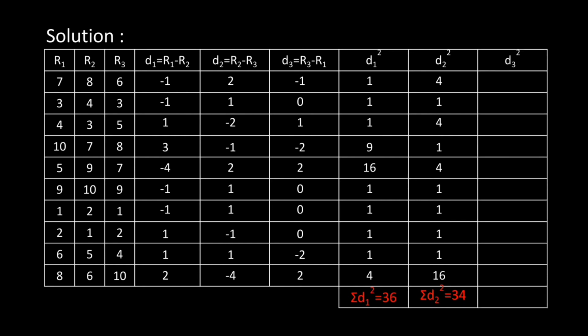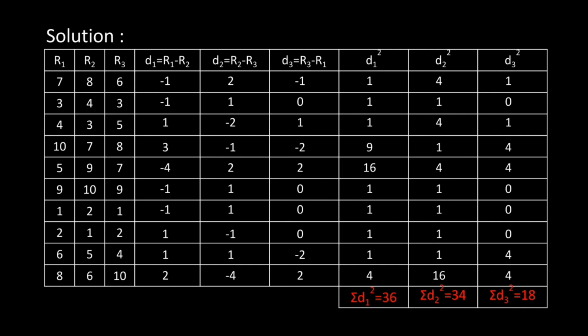So now you have to move for D3 square. So minus 1 square is 1. 0 square is 0. 1 square is 1. Minus 2 square is 4. 2 square is 4. 0 square is 0. 0 square is 0. 0 square is 0. Minus 2 square is 4. 2 square is 4 here. After this, find out the total, that is summation of D3 square. Here we'll get 18.